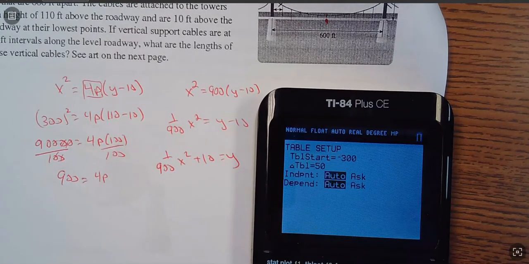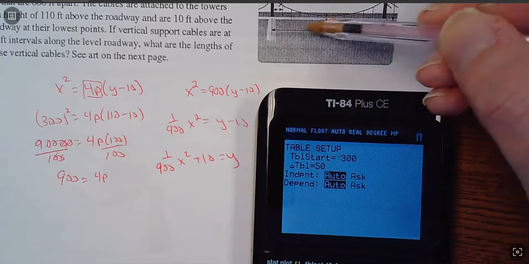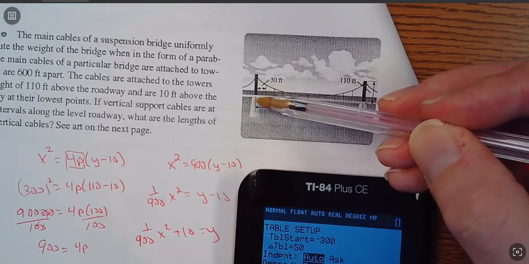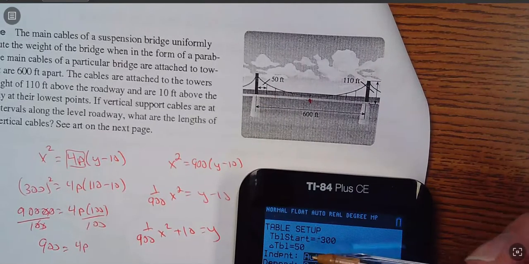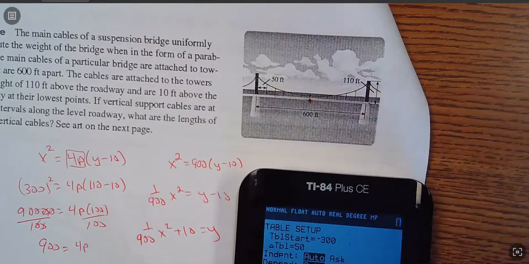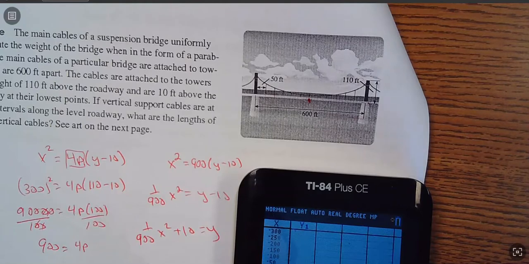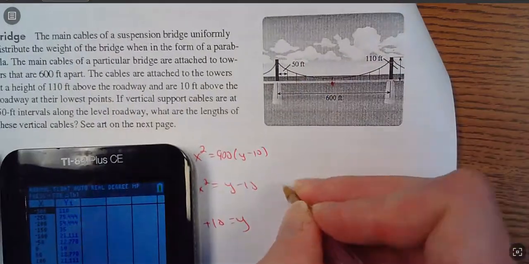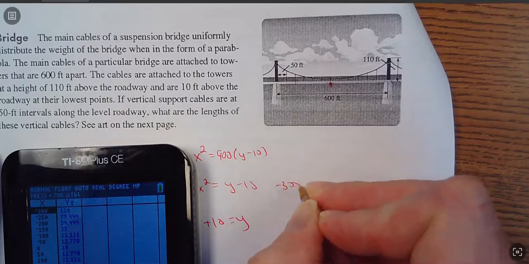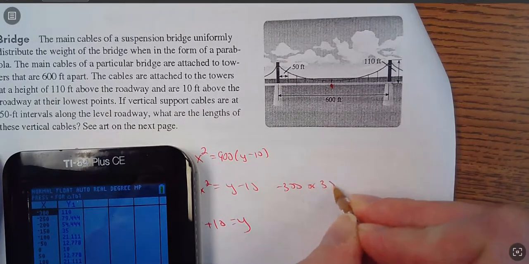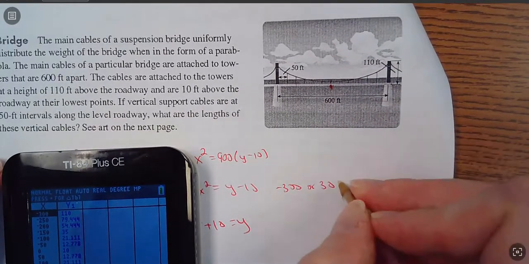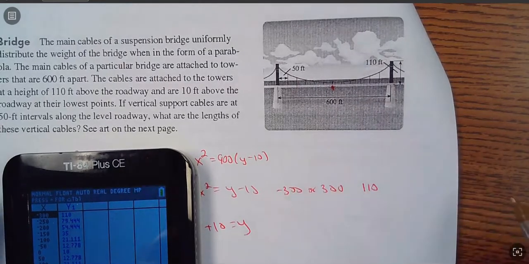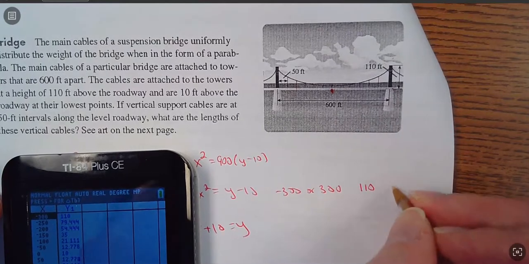I want to start the table, so here I'm going to go left 300, because if this is 0, that's left 300, it's the first x value I want to know, and I want to go by 50s, that's why I have a 50 in here. Every 50 feet I want to go over. So let's go over here and make the table. So it looks like the first one, when x is negative 300 and also 300, it's going to mirror itself, this would be 110 above the roadway. And then if I take 10 away from that, that'd be 100.